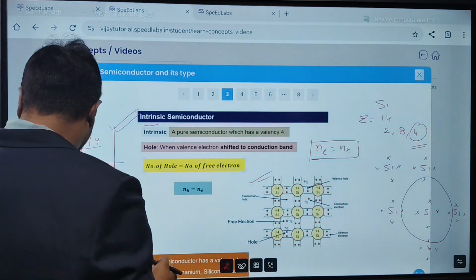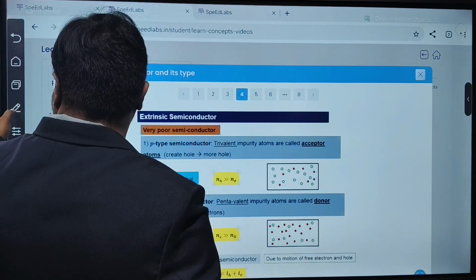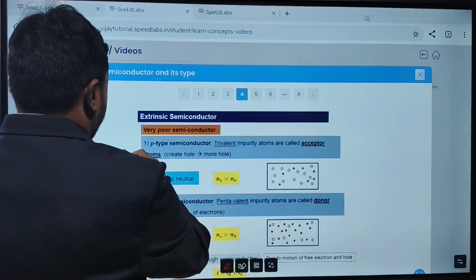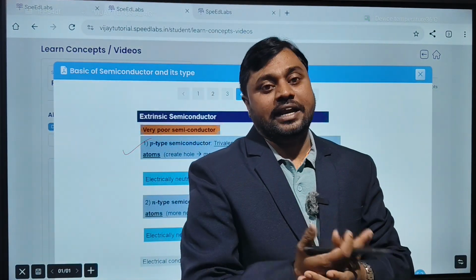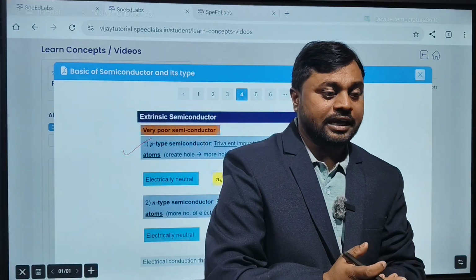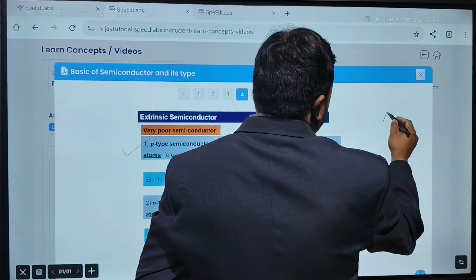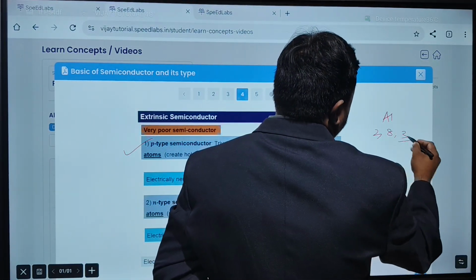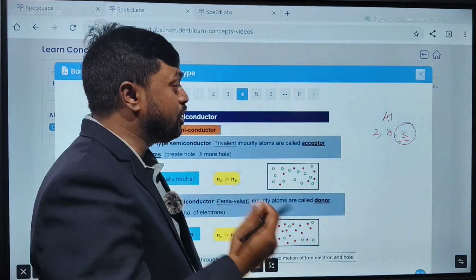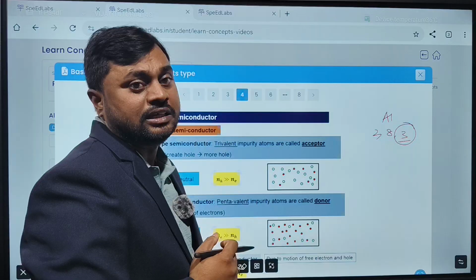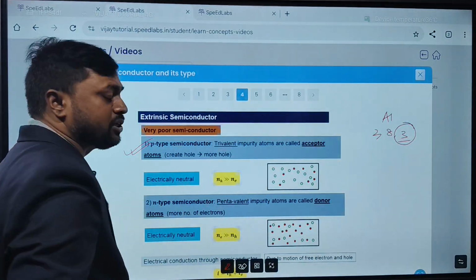Is it clear? Next, we talk about extrinsic semiconductors, first the p type. In the p type, we dope with trivalent atoms, like group 13 elements, aluminum. Aluminum is 2, 8, 3, so these are trivalent atoms. When you dope with millions of trivalent atoms, millions of holes are generated, and each hole is treated as a positive charge. In this way, the p type semiconductor is formed.